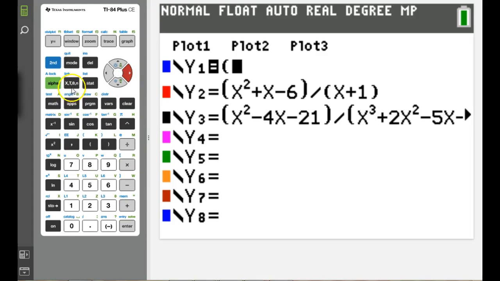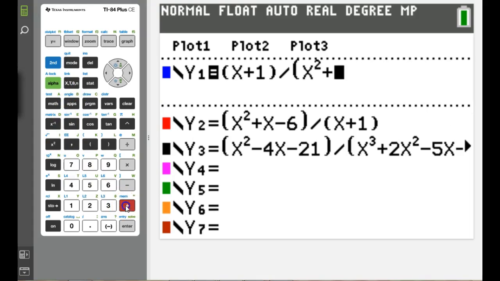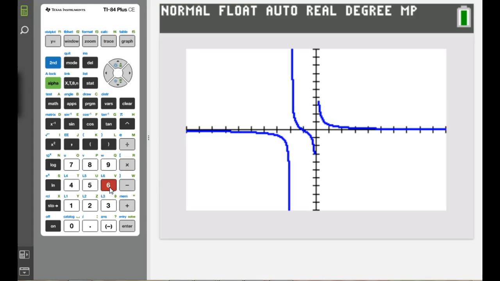What was it again? X plus 1? Thank you. Plus 2x? My memory of a goldfish. All right, zoom 6. Oh, interesting. Did we talk yesterday about why it looks like it stops on your calculator?